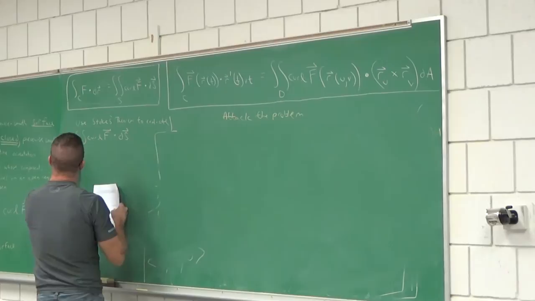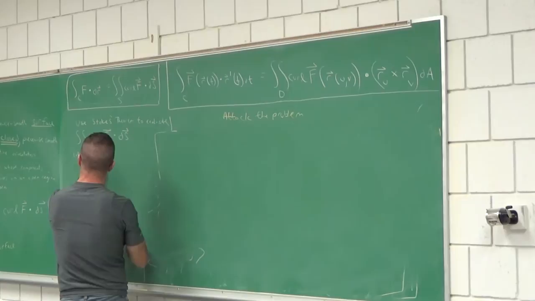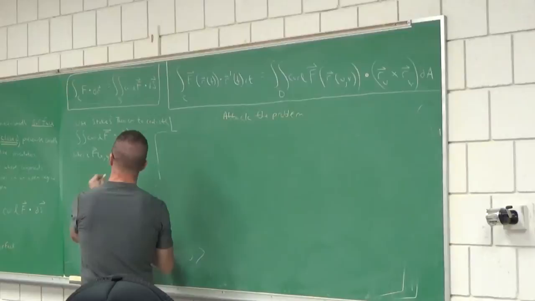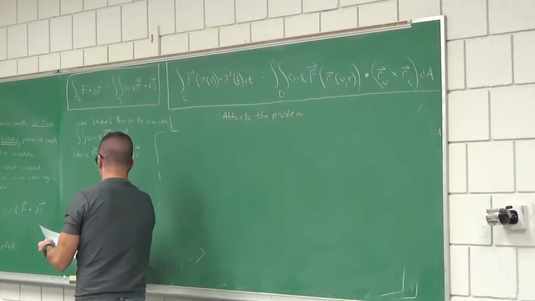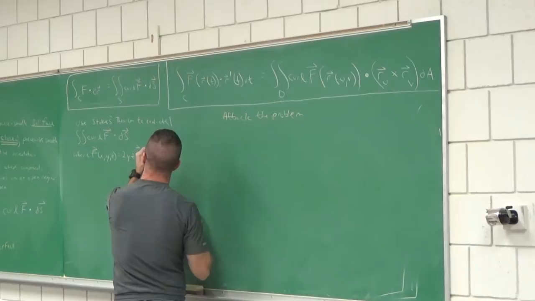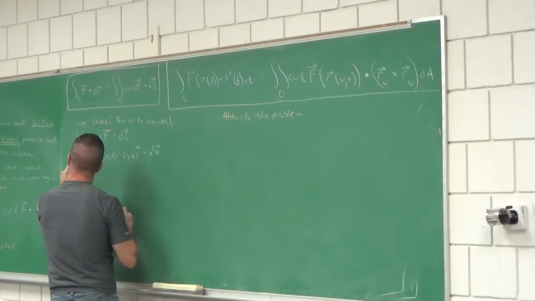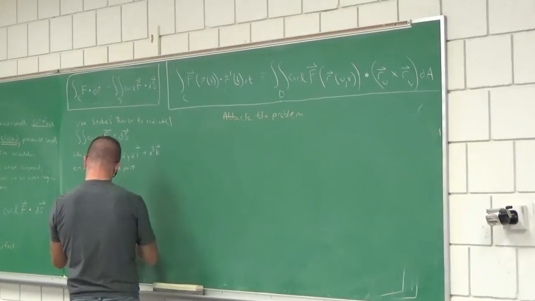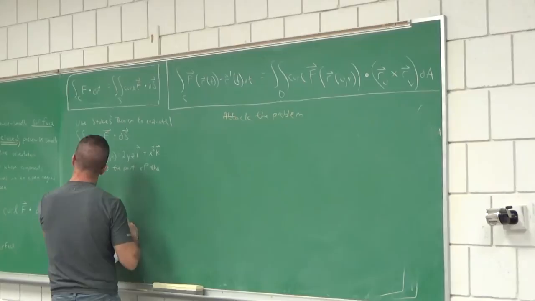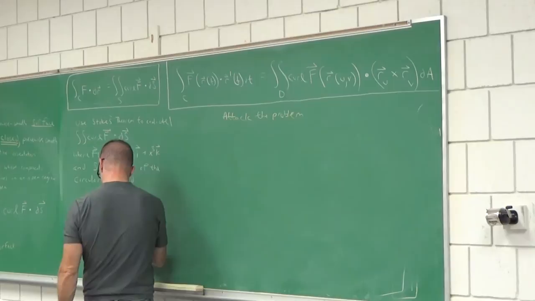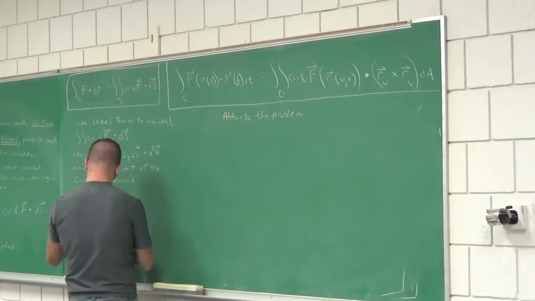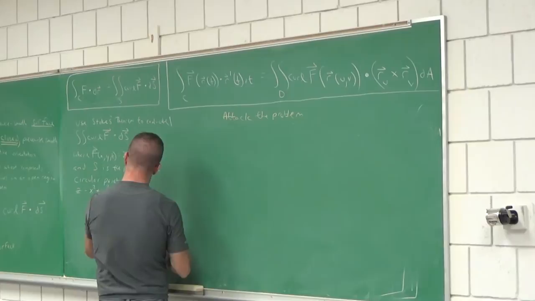All right, so where F of x, y, z equals 2yz i plus xz k. S is the part of the circular paraboloid z equal to x squared plus y squared below z equal to 4 with upward orientation.